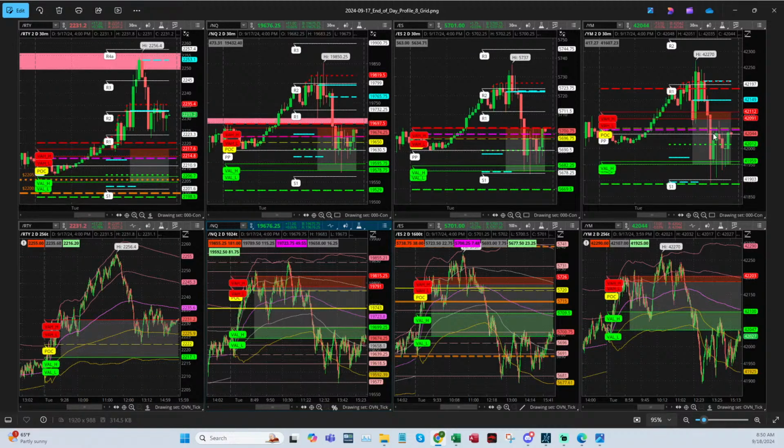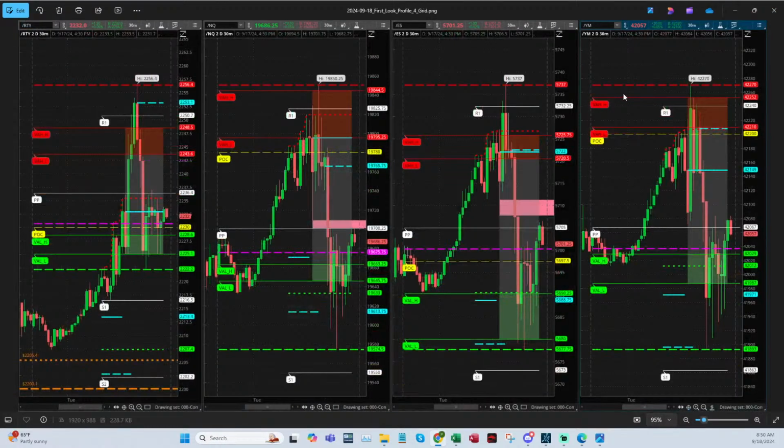I said in equity profiles yesterday when I was doing the wrap up, this is a textbook picture perfect. You couldn't ask for anything better if you want to see what a double distribution looks like. That was it in a nutshell. So looking at what that did to structure, we have that split basically on the Nasdaq and on the ES.